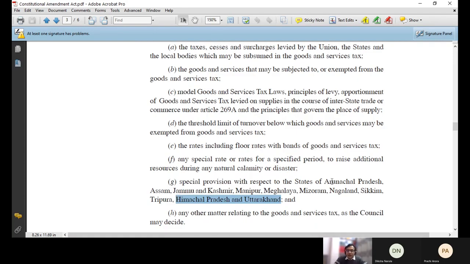So which are excluded? Arunachal is not a special category state for the purpose of registration. This is what Section 22 says. Assam is not special. J&K is not special. Manipur is special. Meghalaya is not special. Mizoram is special. Nagaland is special. Sikkim is not special. Tripura is special. Himachal and Uttarakhand are not special. So for the purpose of registration, we have only 4 special states. And which are those 4? Manipur, Mizoram, Nagaland, and Tripura.